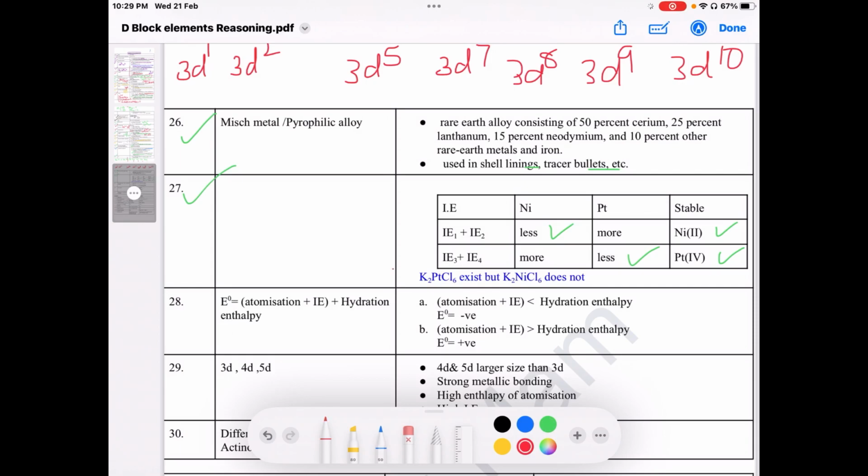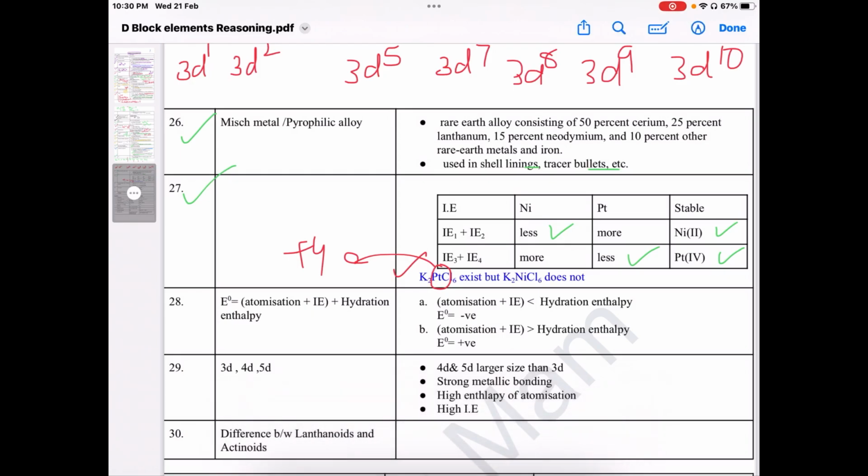Or they frame a question like K2PtCl6 exists. In K2PtCl6, platinum shows +4 oxidation state. But K2NiCl6 does not exist. Why? Because its sum of ionization enthalpy is quite high. So what do we write in the answer? Platinum shows +4 oxidation state because its sum of successive values of ionization enthalpy is lesser. Next question.